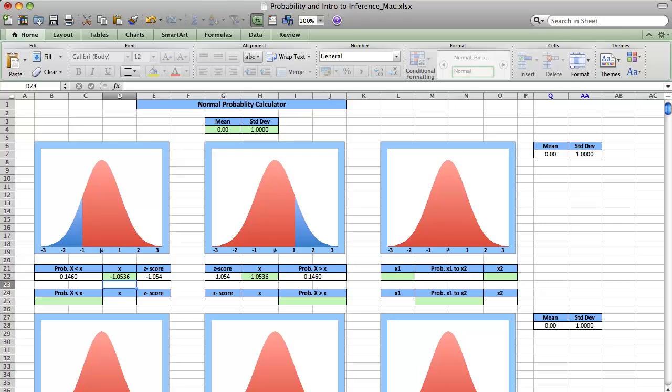So 2 times 0.1460 is how the spreadsheet is obtaining the two-tailed p-value of 0.2921. In other words, what's the probability of being at least this far above the mean or at least that far below the mean? 2 times 0.1460, with difference due to rounding, Excel is calculating as 0.2921.